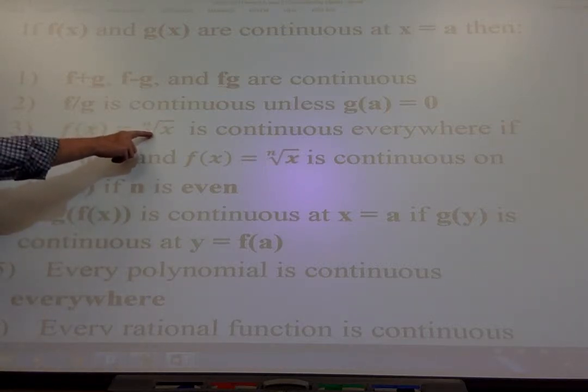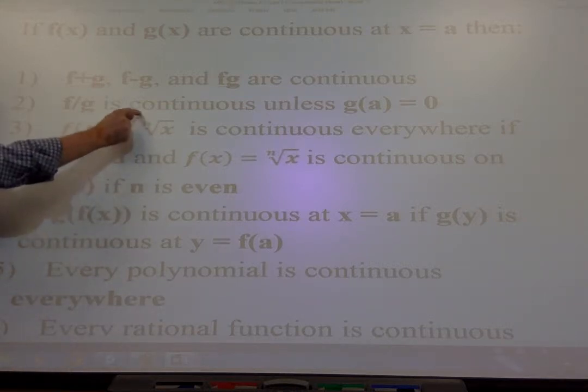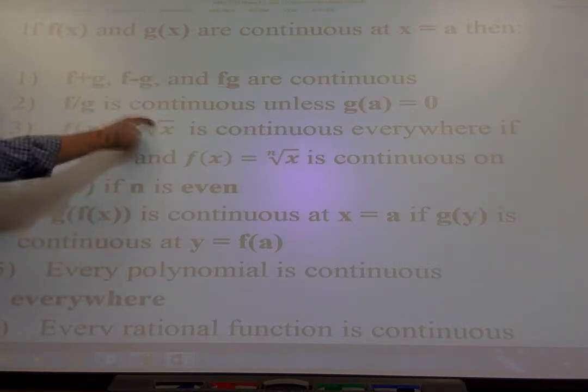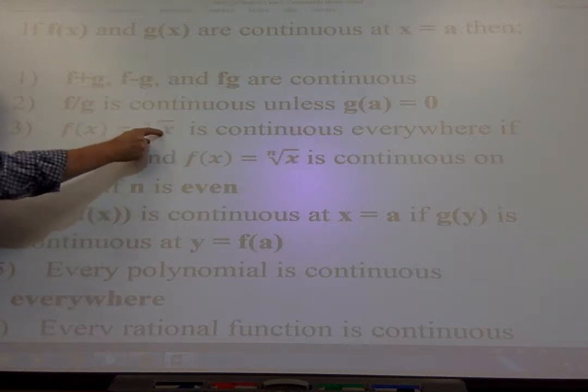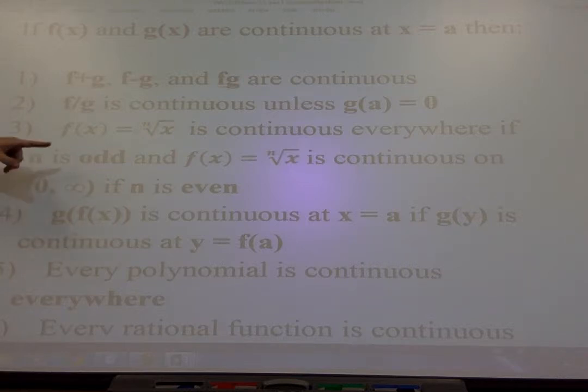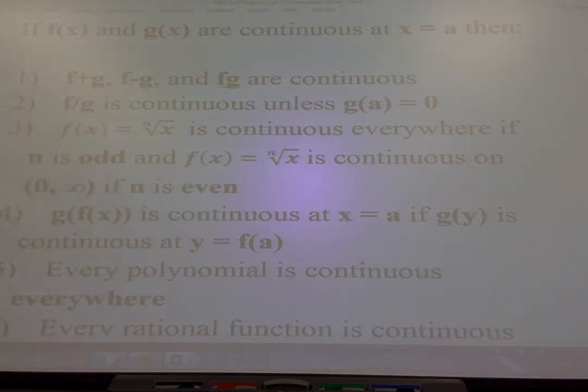This radical, nth root of x, is continuous everywhere if that index is an odd number like a cube root or a 5th root. But what would you say if this is an even index like a square root or a 4th root, what do we not want under there? It wouldn't be continuous if there's a negative under there, right? So we say what? It's continuous 0 to infinity if that index n is even. So if it's a square root or 4th root, it's continuous 0 to infinity. But if that's a cube root or a 5th root, it's continuous everywhere. Okay? Makes sense, doesn't it? We don't want a negative under an even index radical, do we?